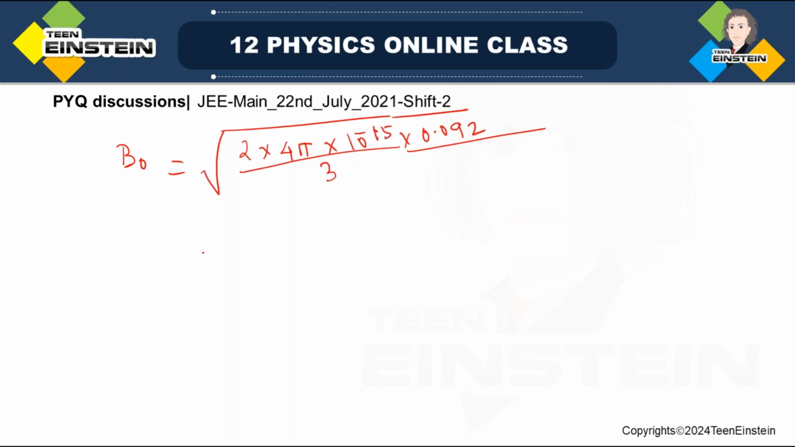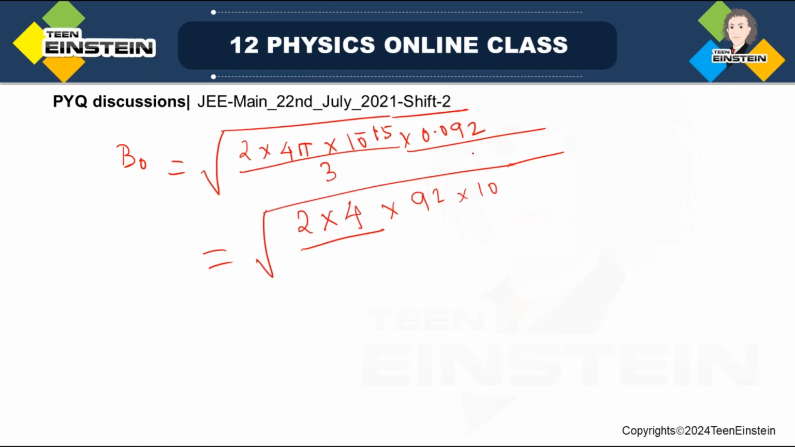Now look, I can further do certain simplification for the sake of calculation. This pi I can take as 3 itself. Let us write this as 4 into 2, and this I'll write as 92 into 10 to the power minus 3. That will add up to here. This will be 18.